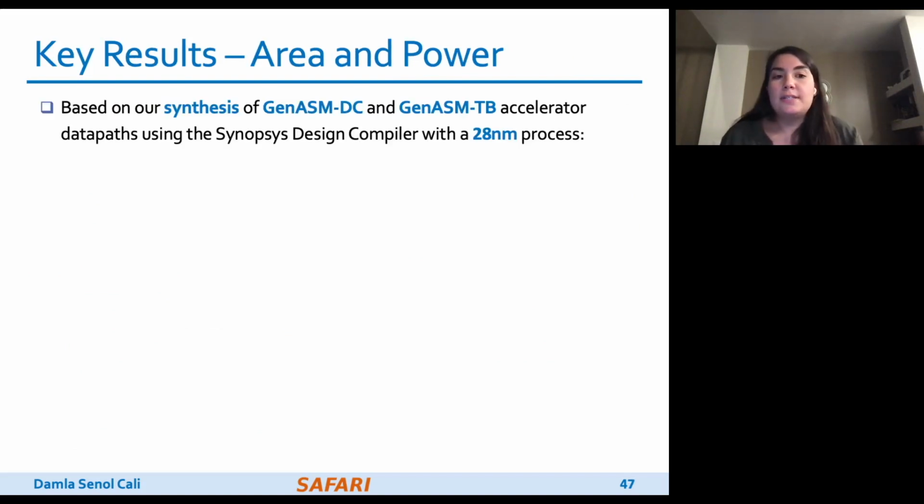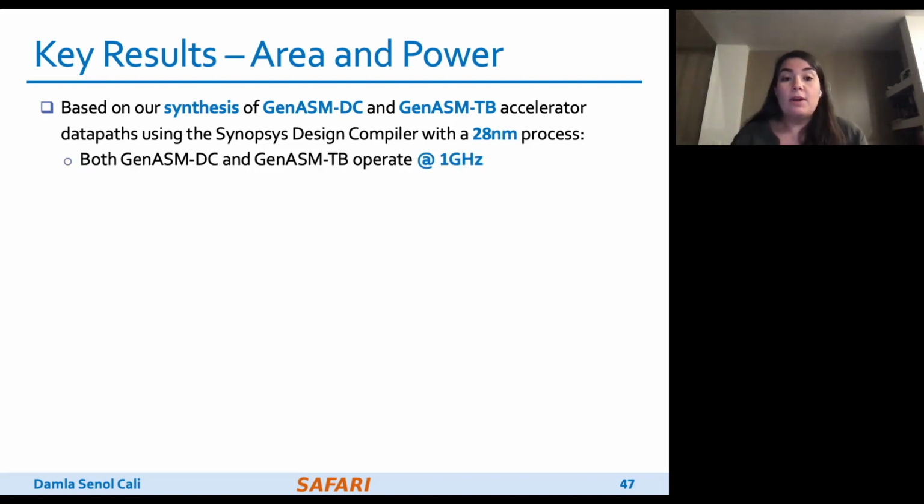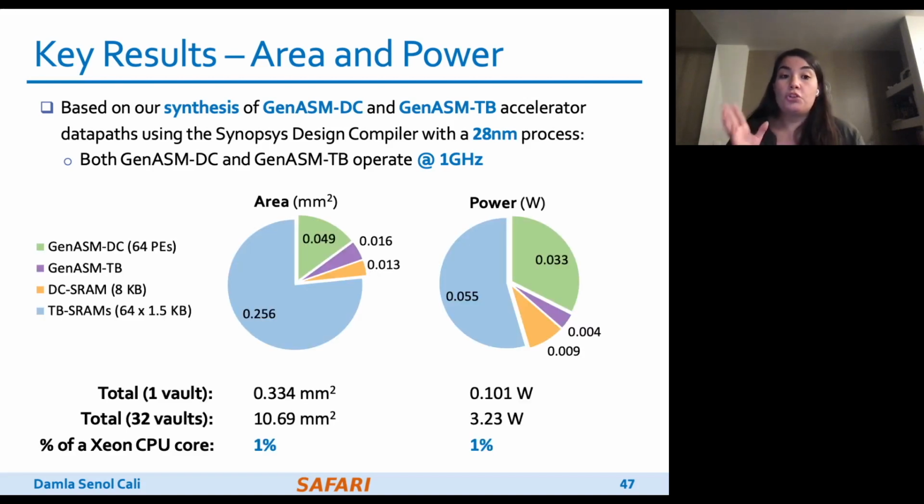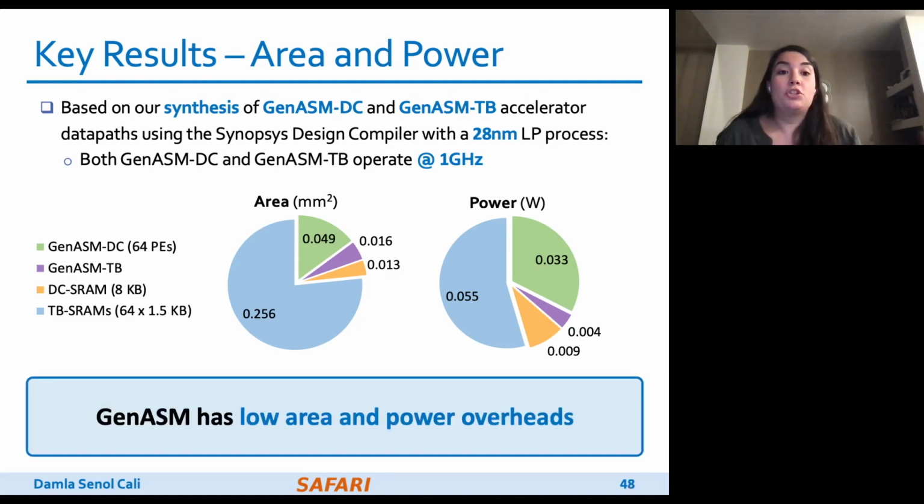We synthesize our DC and TB accelerator data paths with a typical 28 nanometer process. And when both accelerators operate at 1 gigahertz, we find that for 32 GenASM accelerators, so one for each HMC vault, total area overhead is 10.69 square millimeters, and total power consumption is 3.23 watts. And we observe that both area and power consumption of GenASM at a single vault is around 1% of the area and power consumption of a single Xeon CPU core. So GenASM has low area and power overheads.